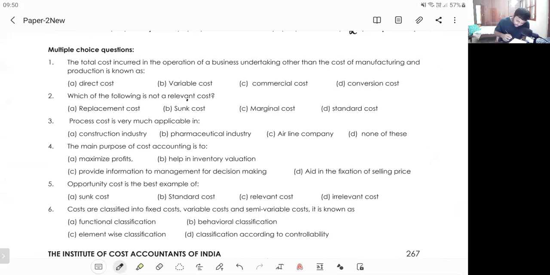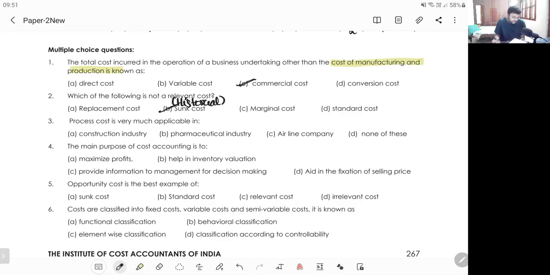The total cost incurred in operation of a business undertaking other than cost of manufacturing. In functional classification, we have discussed there are two types of cost: manufacturing cost and commercial cost. What do you mean by commercial cost? Cost incurred other than manufacturing is called commercial cost. So the answer is commercial cost. Which of the following is not a relevant cost? Sunk cost is not a relevant cost because it is historical cost. It is already incurred, so it is not a relevant cost.